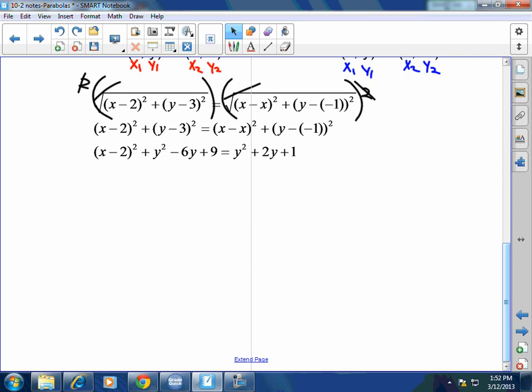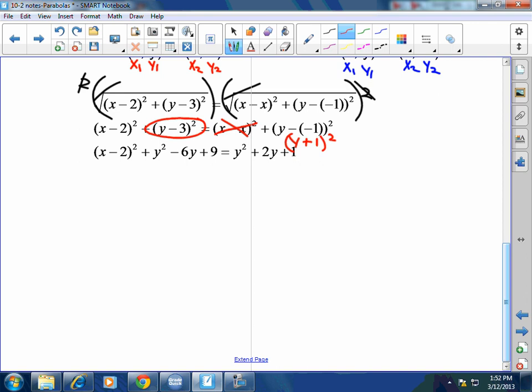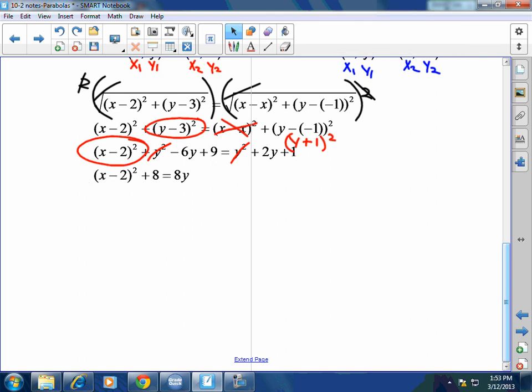Hopefully you see the math here that I'm doing. See what I did here? I did (y minus 3) squared, which is y squared minus 6y plus 9. x minus x is 0, so that went bye-bye. And then this is (y plus 1), which when I square is y squared plus 2y plus 1. Notice how the y squareds cancel here, okay? Now, I could go ahead and extend that, but I'm not going to. I'm going to show you why now, okay?